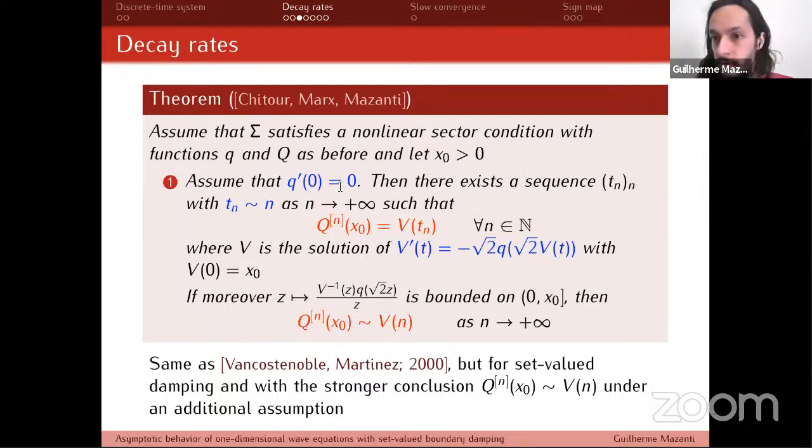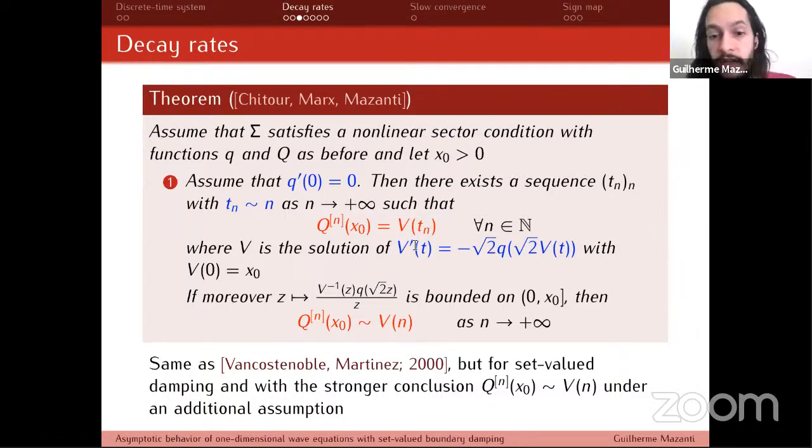In the case where it's equal to zero, and this has been shown for some wave equations previously by many authors, essentially the idea is that it's going to decay to zero slower than exponentially. And what you can prove is that we can characterize the speed through the solution of a certain differential equation. In other words, if q prime of zero is zero, there exists a sequence Tn, which is equivalent to n, such that the nth iterate of Q is equal to the solution of a certain differential equation at time Tn.